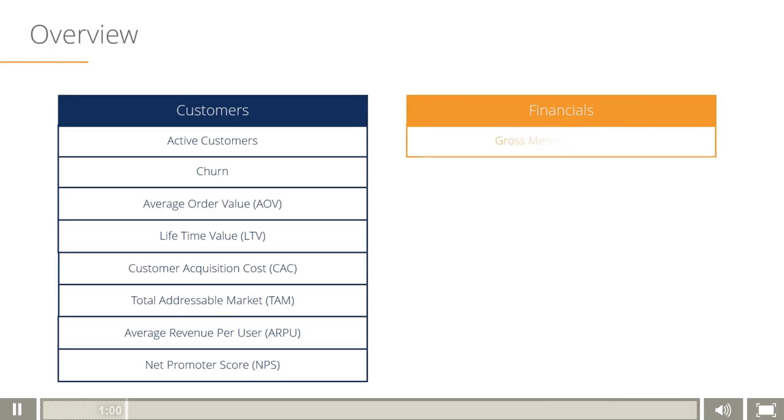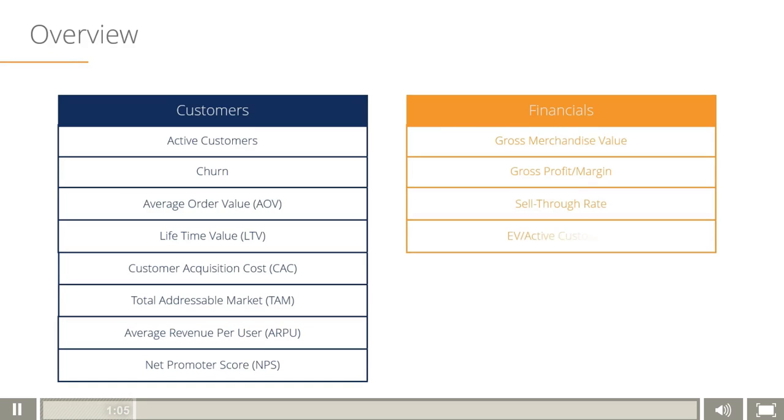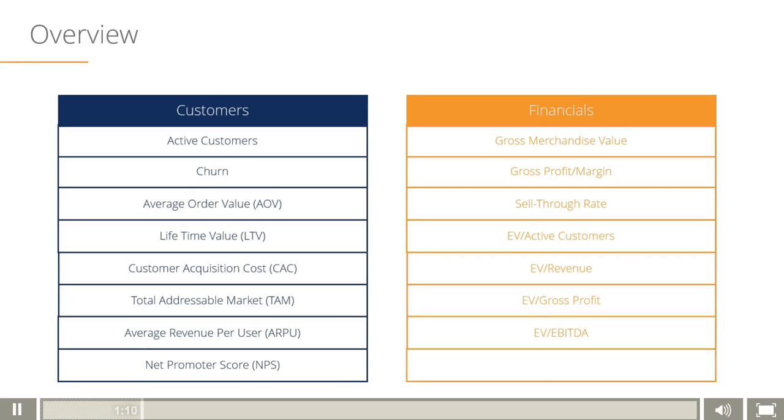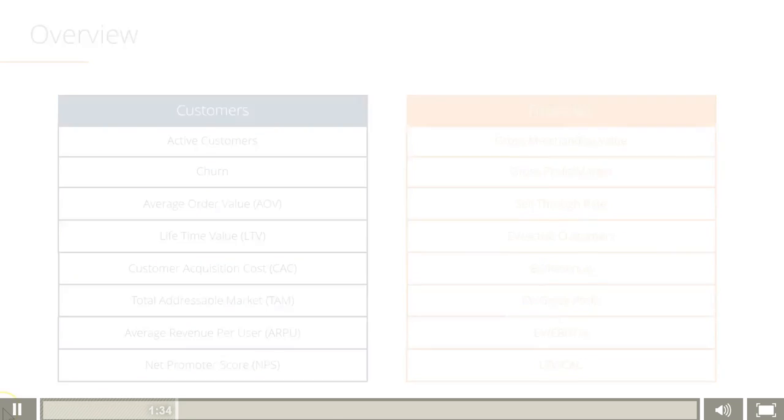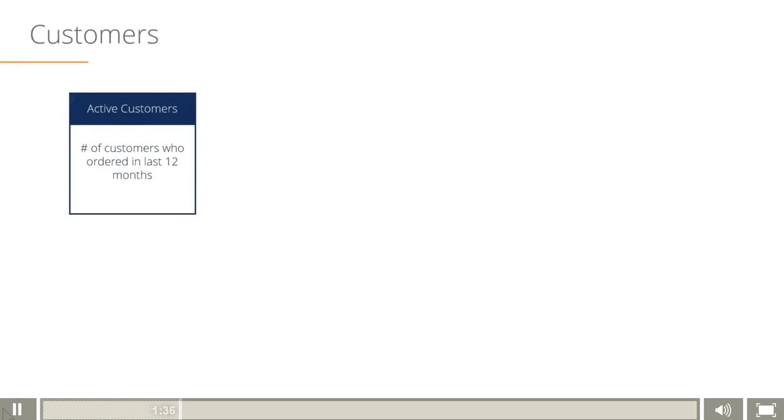On the financial side of these metrics, there are again quite a few to go through, but gross merchandise value is very important and referred to in some types of e-commerce businesses, but not in others. Gross profit or gross margin, dollars and percentages, the sell-through rate, the enterprise value per customer, the enterprise value relative to revenue, the enterprise value relative to gross profit, EV to EBITDA, and finally, probably one of the most important metrics, the lifetime value divided by customer acquisition cost. So let's go through those in a little more detail now.